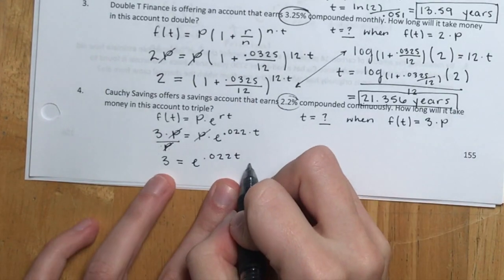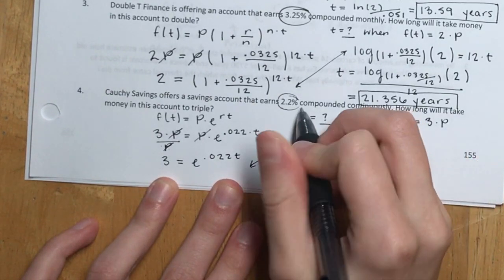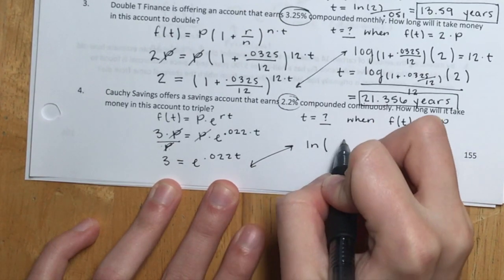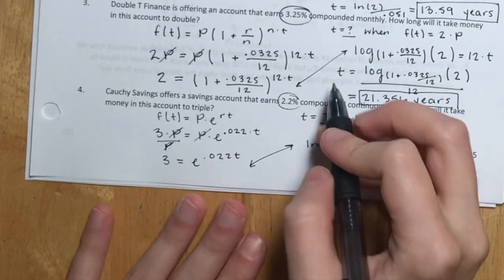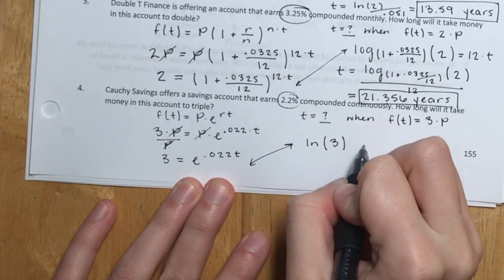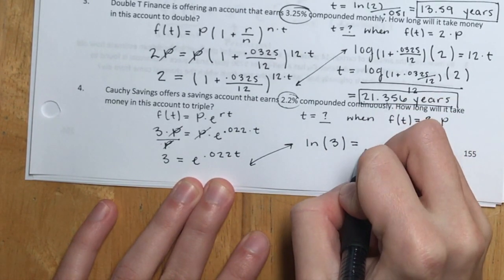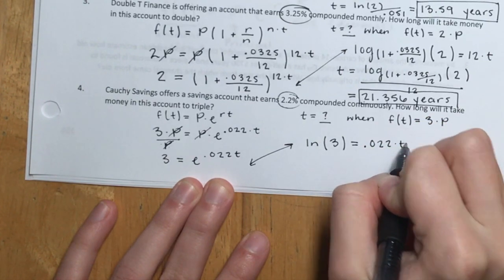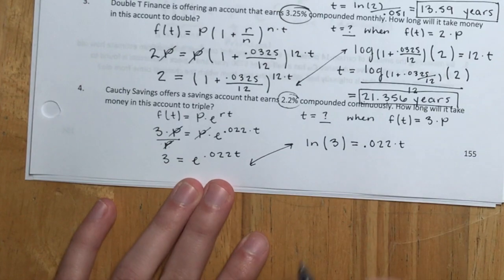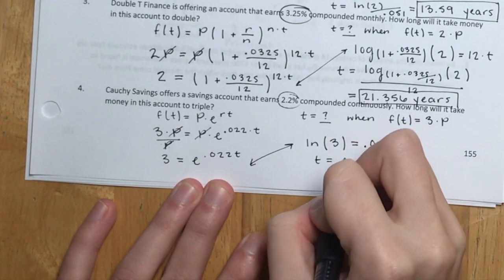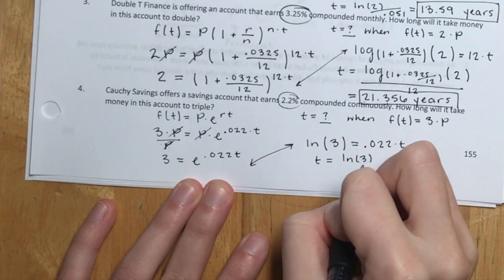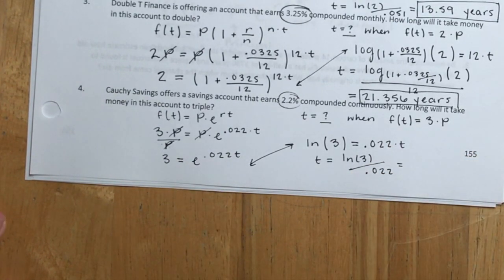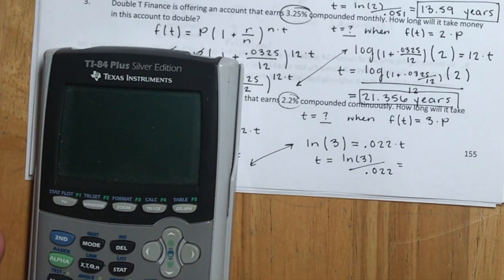Let's switch that off into natural log form. So ln of our old output was 3. That's our new input. And it's equal to our exponent, so 0.022 times t. That means that t is ln of 3 divided by 0.022. Let's throw that in our calculator.